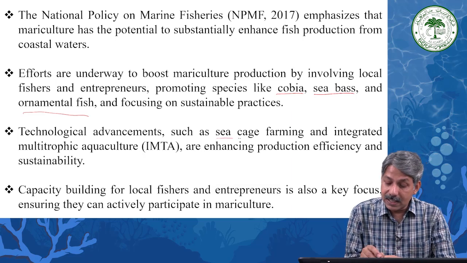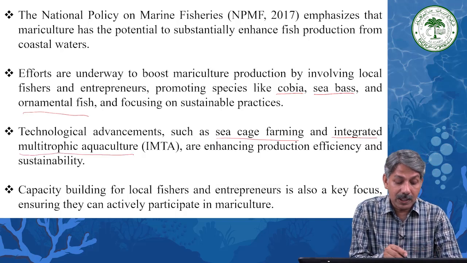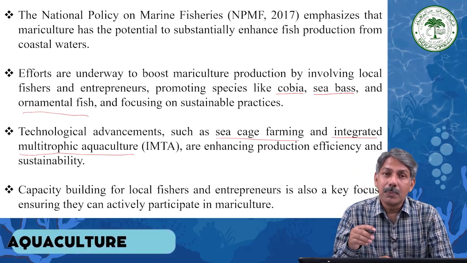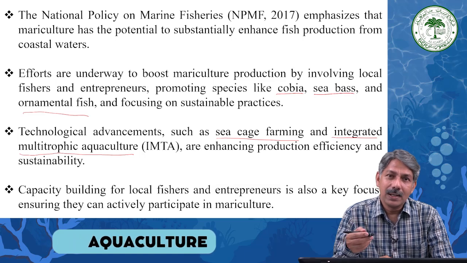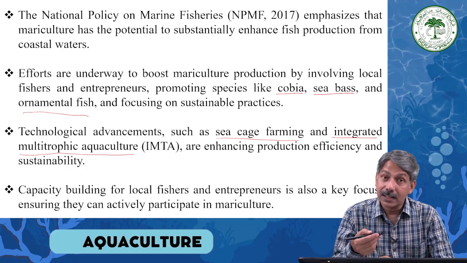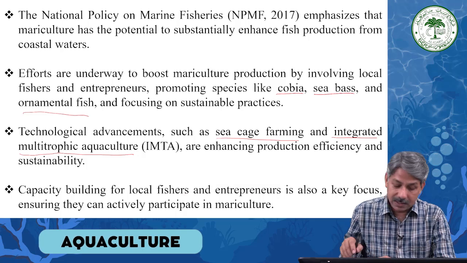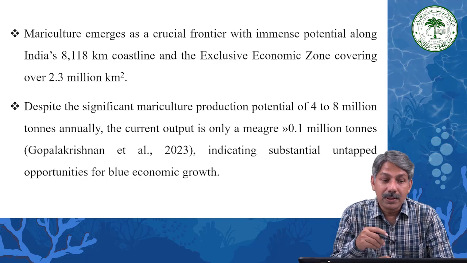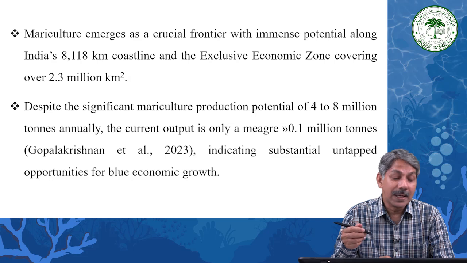Technological advancements such as sea cage farming and integrated multi-trophic aquaculture (IMTA) are enhancing production efficiency and sustainability. People are working on how to make it sustainable and feasible so that people can adopt these culture technologies even in the oceanic regions. Capacity building for local fishers and entrepreneurs is also a key focus in the document. They need to train the stakeholders, provide them information and solve their queries regarding mariculture and its challenges.